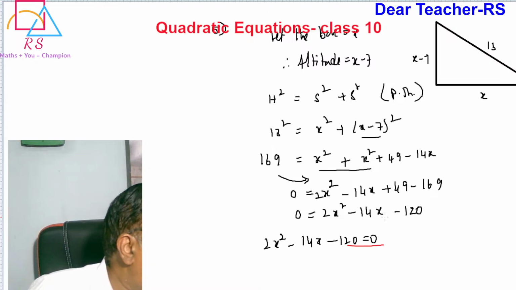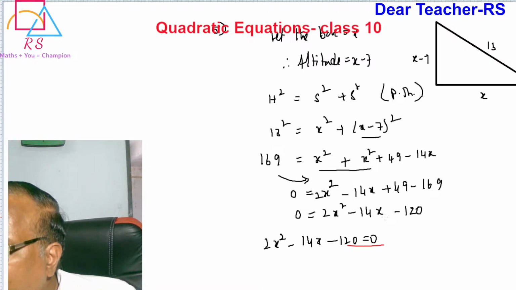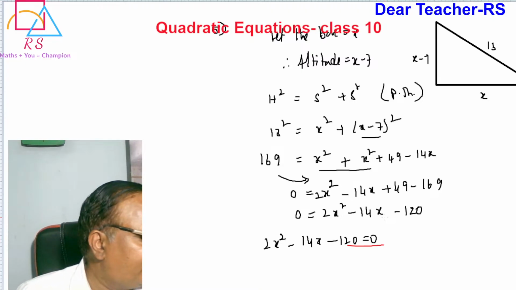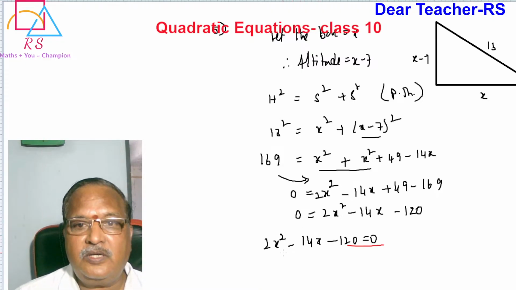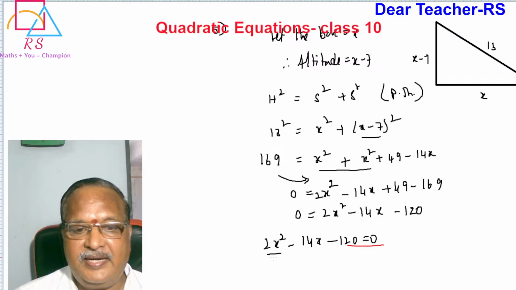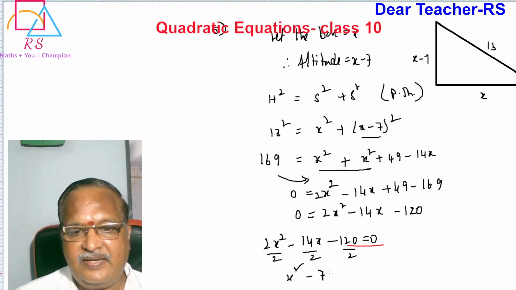Wait, wait for a minute. I will try. So now this is not in the simplest form. You can divide by 2 and so then what happened? x square minus 7x minus 60 is equal to 0.